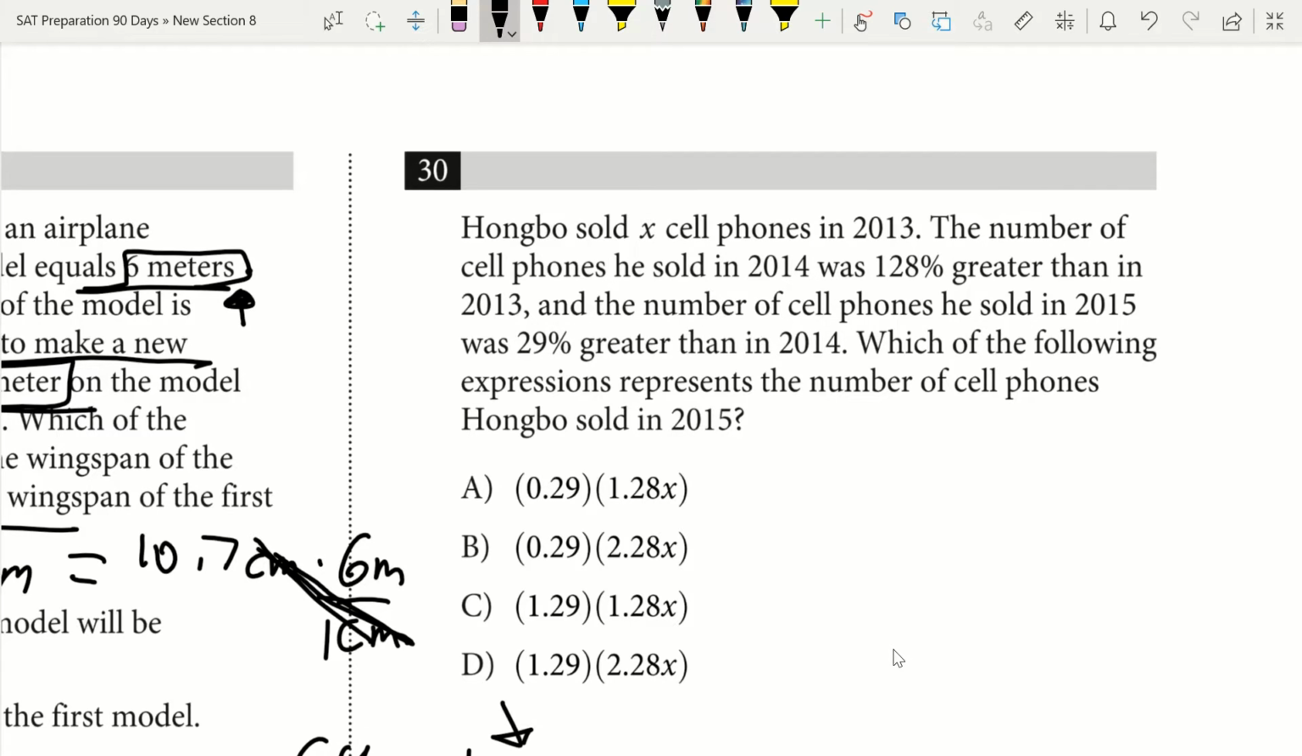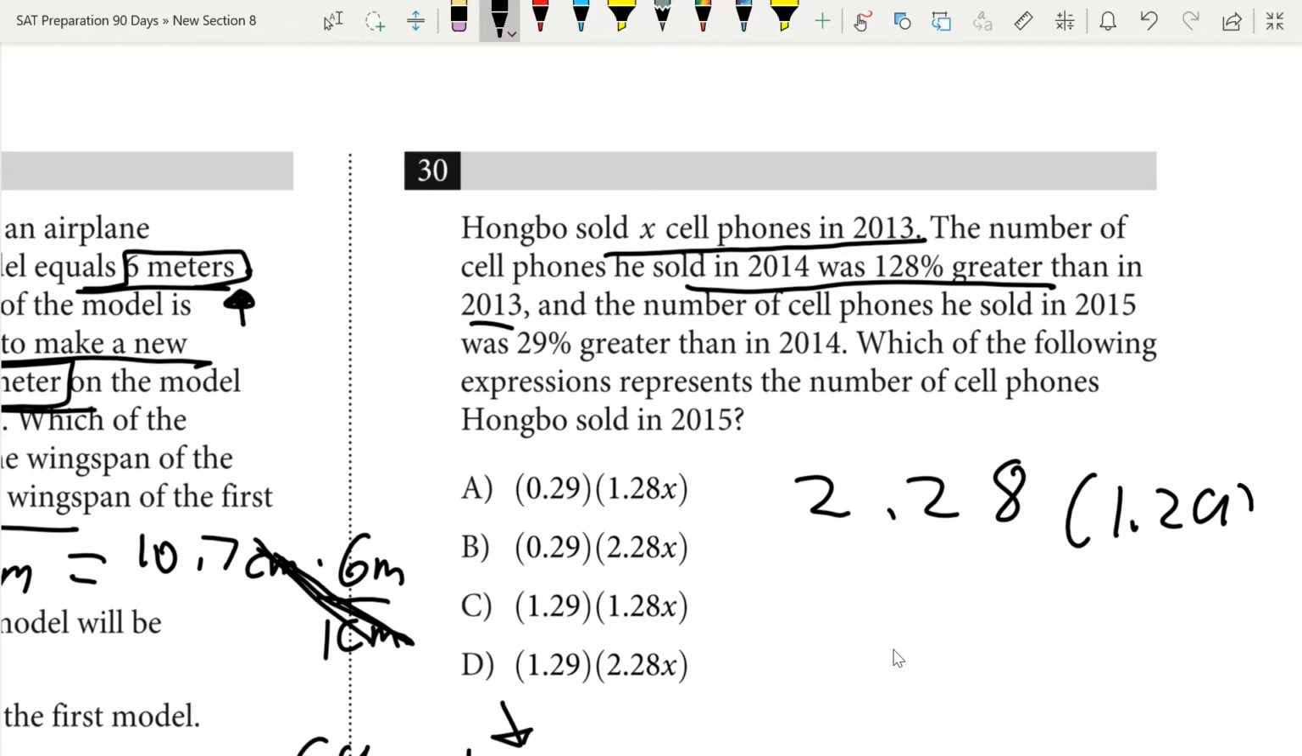All right, 30. Hongbo sold X cell phones in 2013. The number of cell phones he sold in 2014 was 128% greater than in 2013. And the number of cell phones he sold in 2015 was 29% greater than those in 2014. Which of the following represents the number of cell phones he sold in 2015?